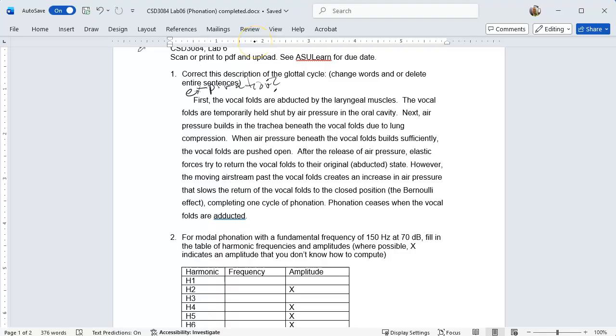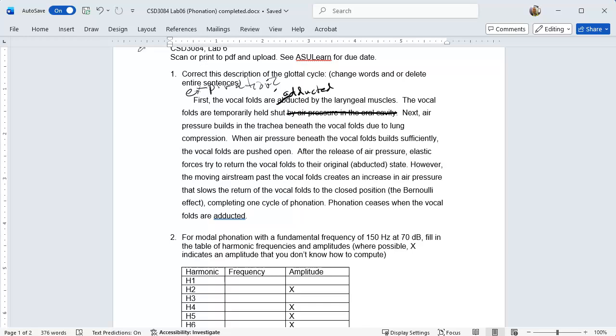Then we bring the vocal folds together, but that is adducting, not abducting, by our interarytenoid and lateral cricoarytenoid muscles. So vocal folds are temporarily held shut, but not by air pressure in the oral cavity. We could probably just scratch that and leave it, because it is true that they're temporarily held shut by that muscular activity.